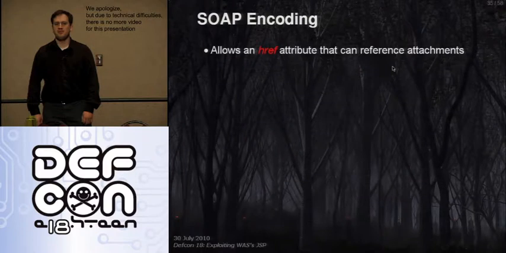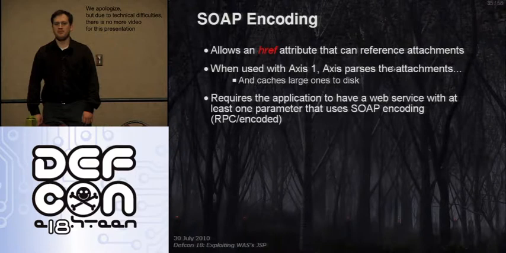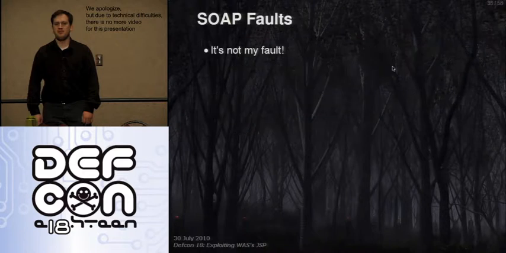SOAP encoding actually allows you to reference attachments. We just need to reference that attachment and it'll read them in. It allows this href attribute to be applied to parameters and such inside our SOAP message. So when used with Apache Axis 1, it'll actually parse the attachments and cache the large ones to disk where we want them, inside our WEB-INF directory. This, of course, requires that we have a web service that's actually using SOAP encoding. So we're talking here about RPC encoded messages as opposed to document literal or RPC literal, which are different methods of using SOAP. I swear this is not my fault.